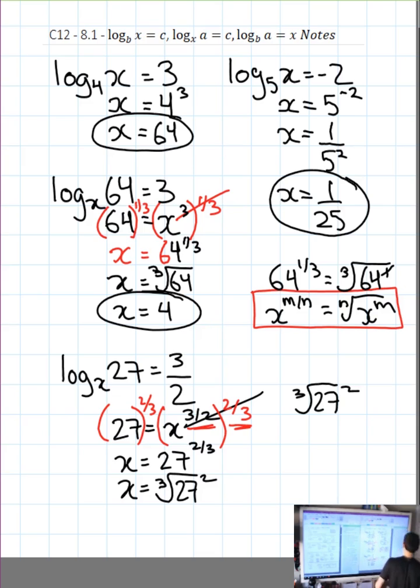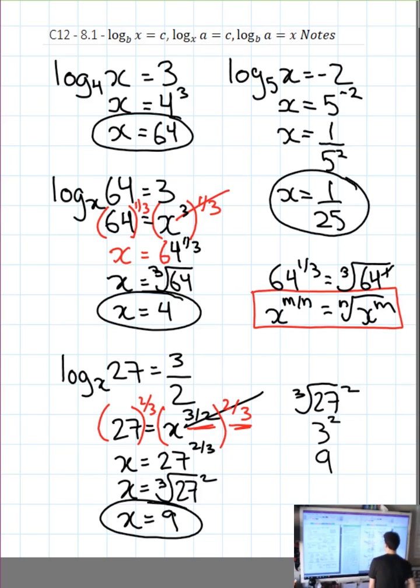Well, shall I do the squared first or should I do the cube root first? Well, I don't know what 27 squared is, but I do know that the cube root of 27 is 3. And 3 squared is 9. Therefore, x equals 9.